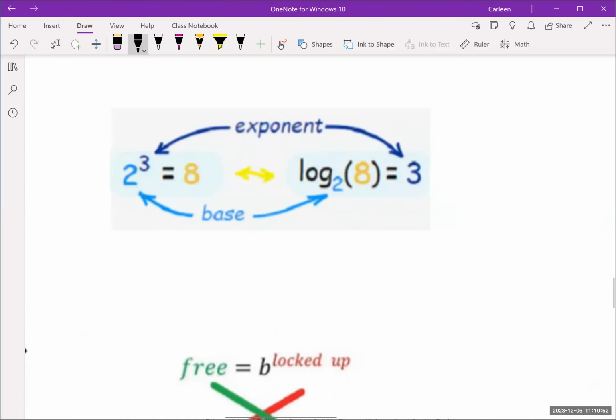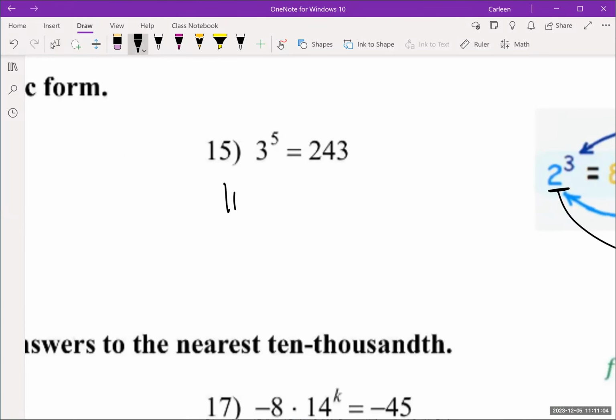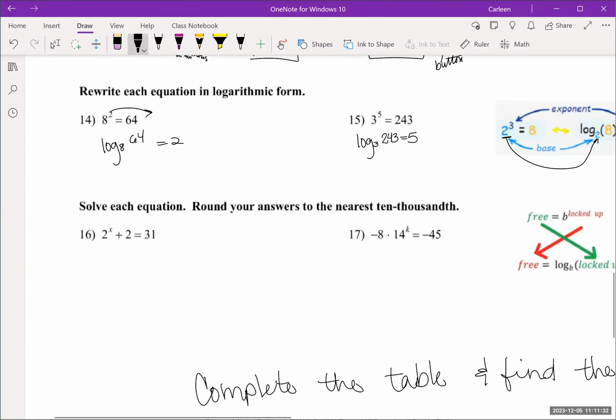Okay, how about this one? Oh, and here it is. Notice base goes right there. It's a subscript. It is little. It is an itty bitty little number. Log, what's the itty bitty little number? Yeah, 3. What comes next? 243. Notice full size. The 3 is a subscript, itty bitty. The 243 is full size. And what gets isolated? The 5.